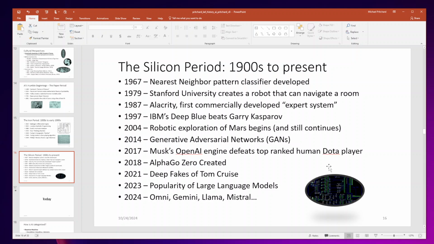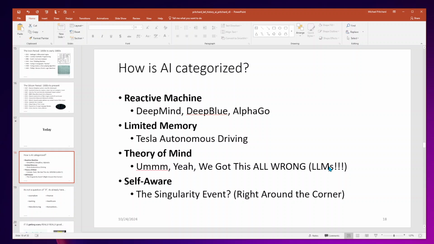Okay, so today, there are a lot of different ways to categorize artificial intelligence and the different types of architectures. You have reactive machines, which are the old ones, Deep Blue, the AlphaGos. Then you have limited memory, which is autonomous driving, and those are very purpose-driven.